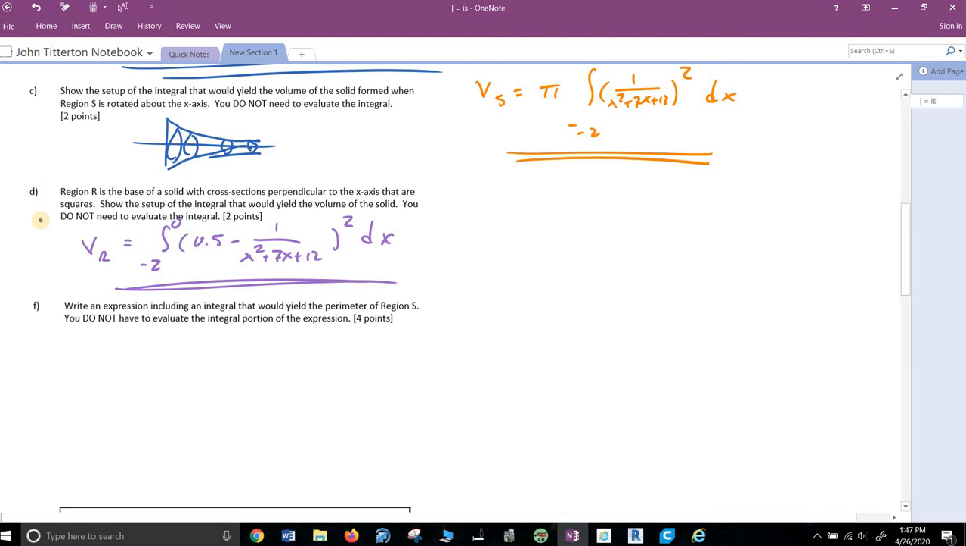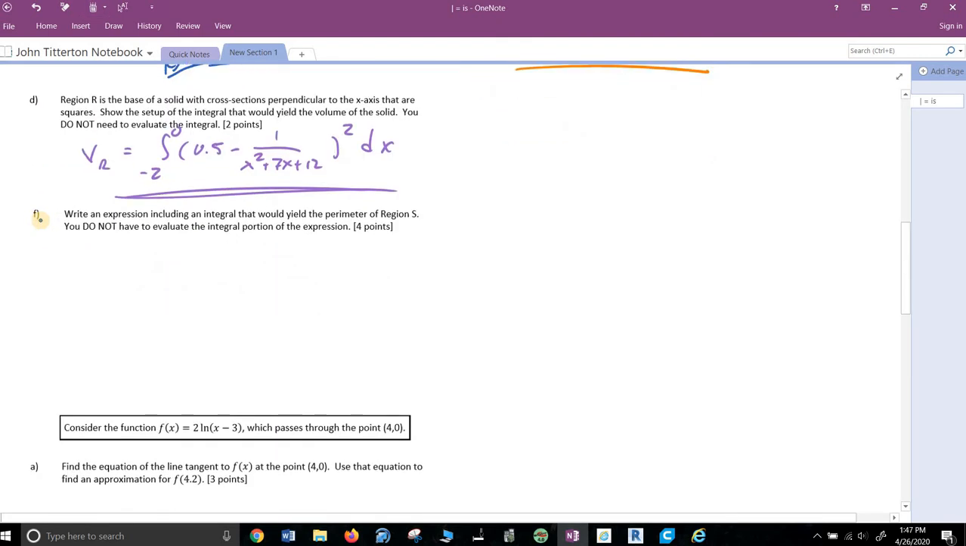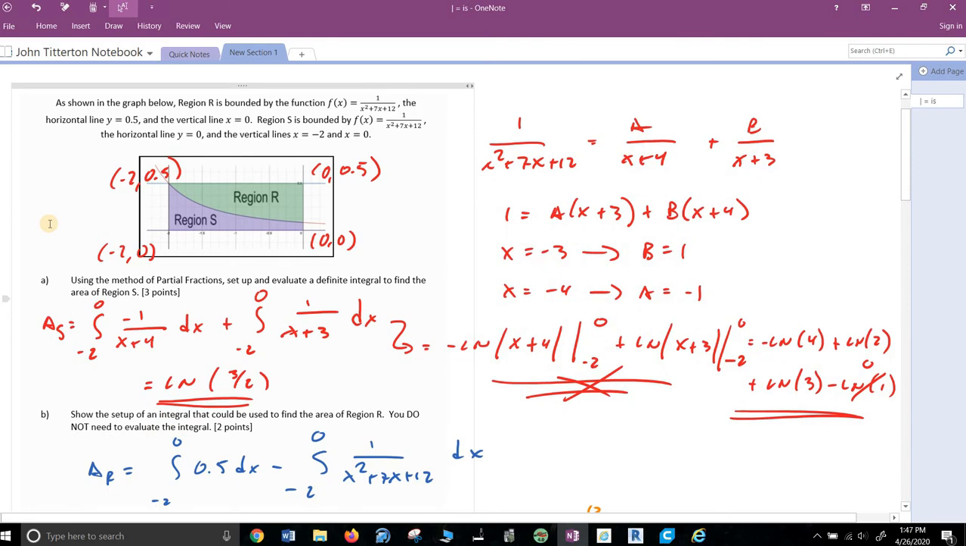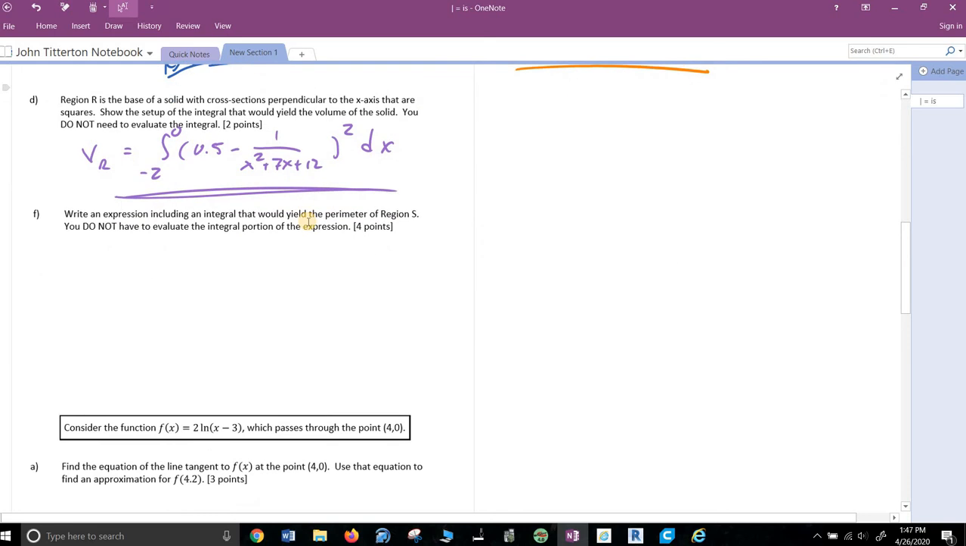Write an expression, including an integral, that would yield the perimeter of region S. Now we got to go back up and look at this thing. I made a small mistake on this. This is 0.5. This is 2. We need this one here. So that is the function at 0. So let's do that first. How far up from 0 does it go? Function at 0 is 1 over 0 plus 0 plus 12, which is 12.